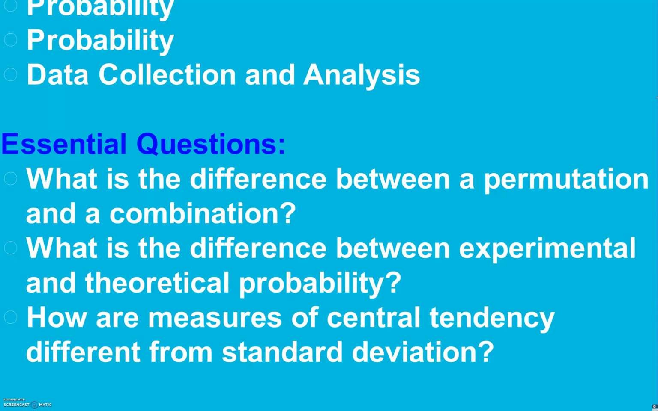How are measures of central tendency different from standard deviation? We're not going to get into that one as much. Measures of central tendency are like mean, median, and mode. They're different ways to talk about the middle of a group of data. The standard deviation tells you how far away from the middle you are. So that's the difference there. And we'll get into more about the probability, less about measures of central tendency in the amount of the chapter that we're going to do.